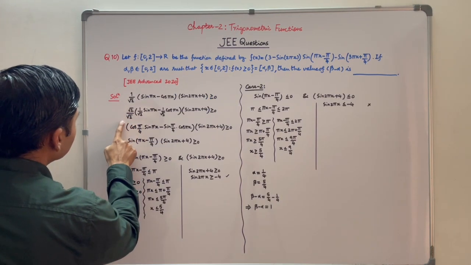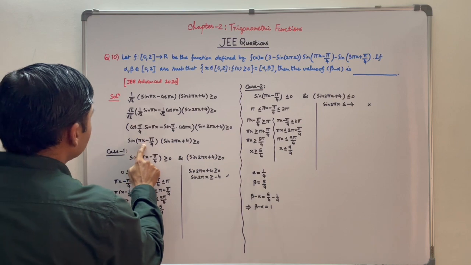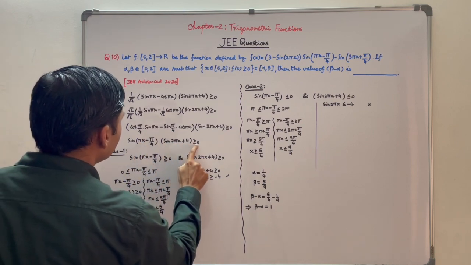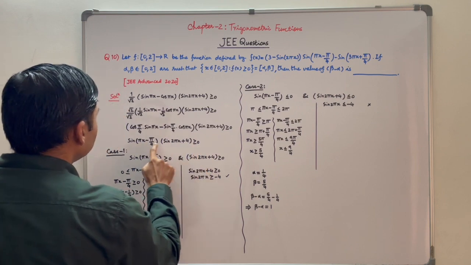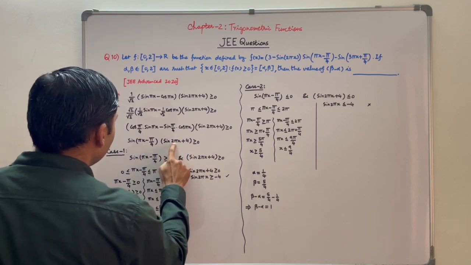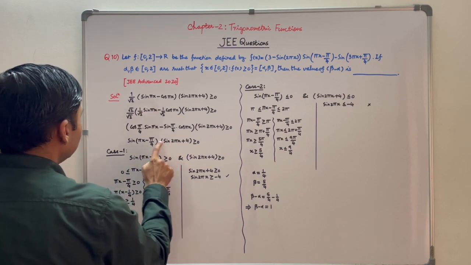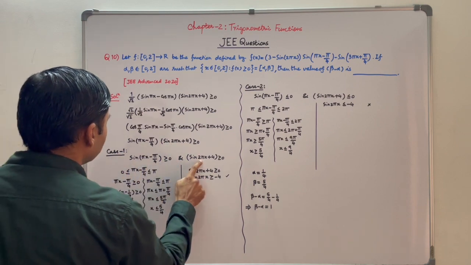Finally, the inequality reduces to sine pi x minus pi by 4 into sine 2 pi x plus 4 is greater than or equal to 0. That means either both are positive or both are negative. So we will consider two cases. Case 1, when both are positive.